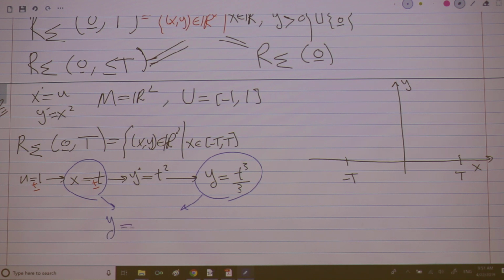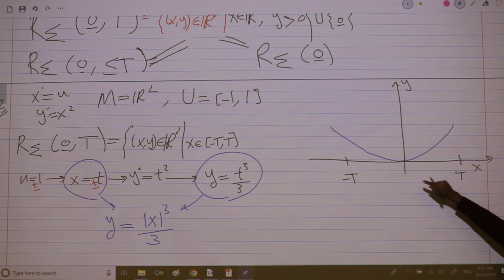The relation y is the absolute value of x cubed over 3. It's that curve. Okay? So having full throttle either way will force me to live on that curve.